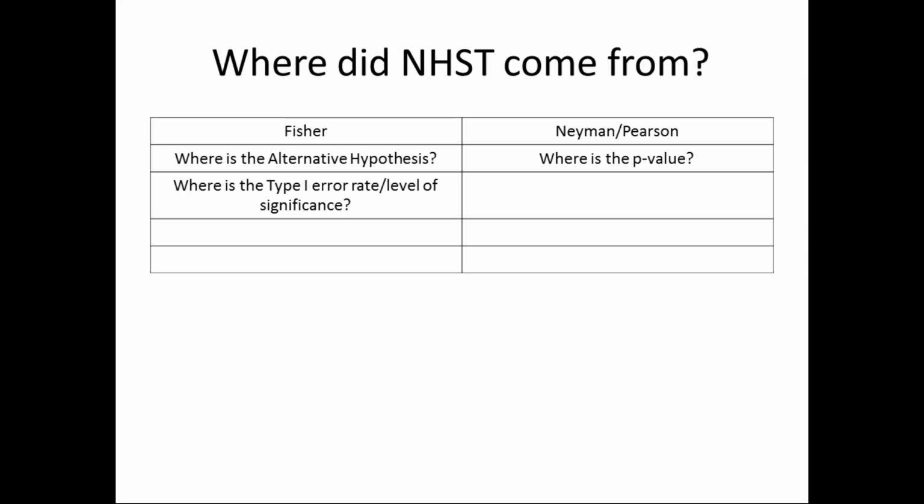You know why? Because we took their very competing theories, and instead of deciding which one was right, smashed them together, wadded them all up, and put them in one textbook. That's why it's so confusing. If you read Fisher's articles, he never talks about an alternative hypothesis, and he doesn't talk about type 1 error rate, and Neyman and Pearson never talk about a p-value, ever, because they were in different camps. But what we've done is smash it all together in one textbook.